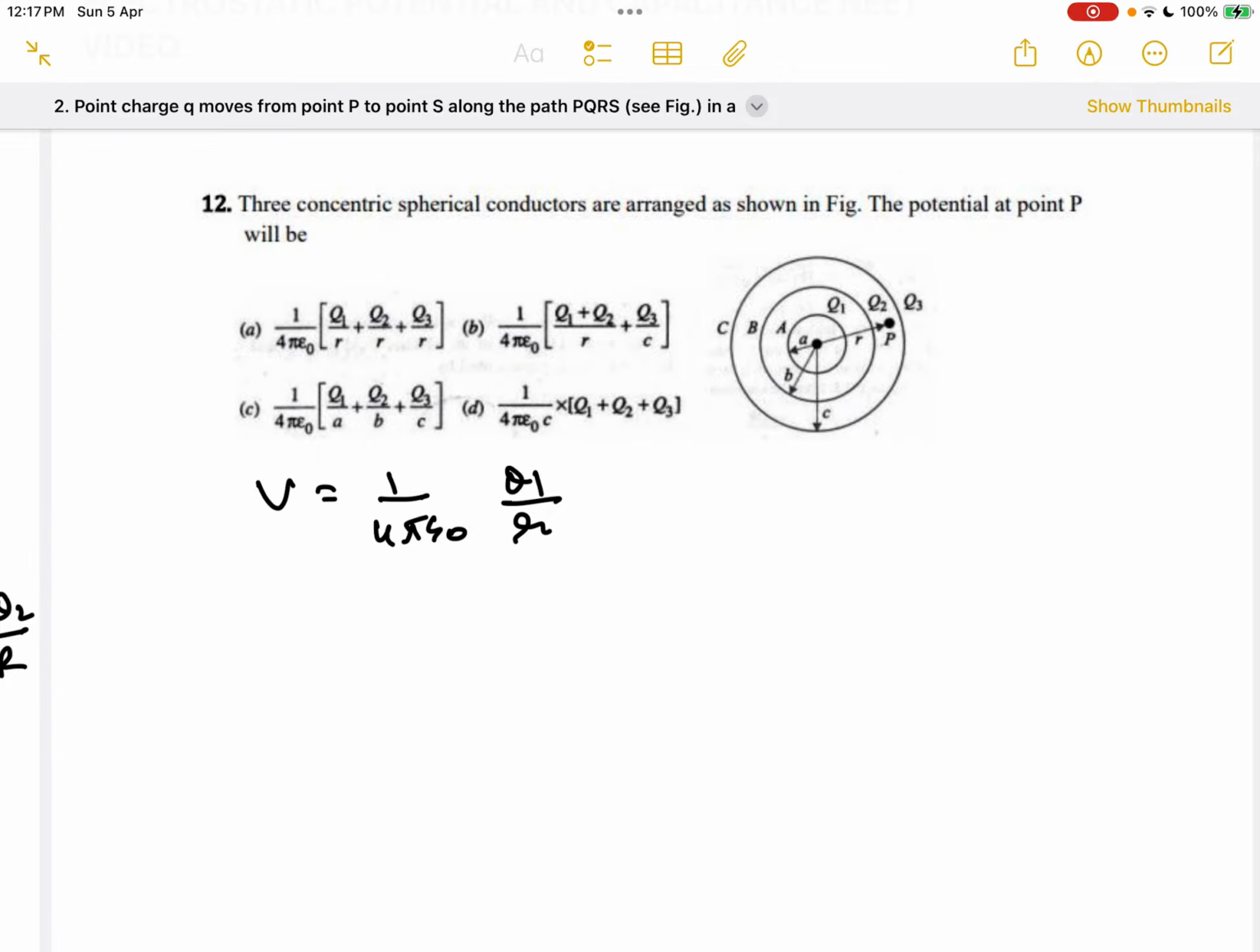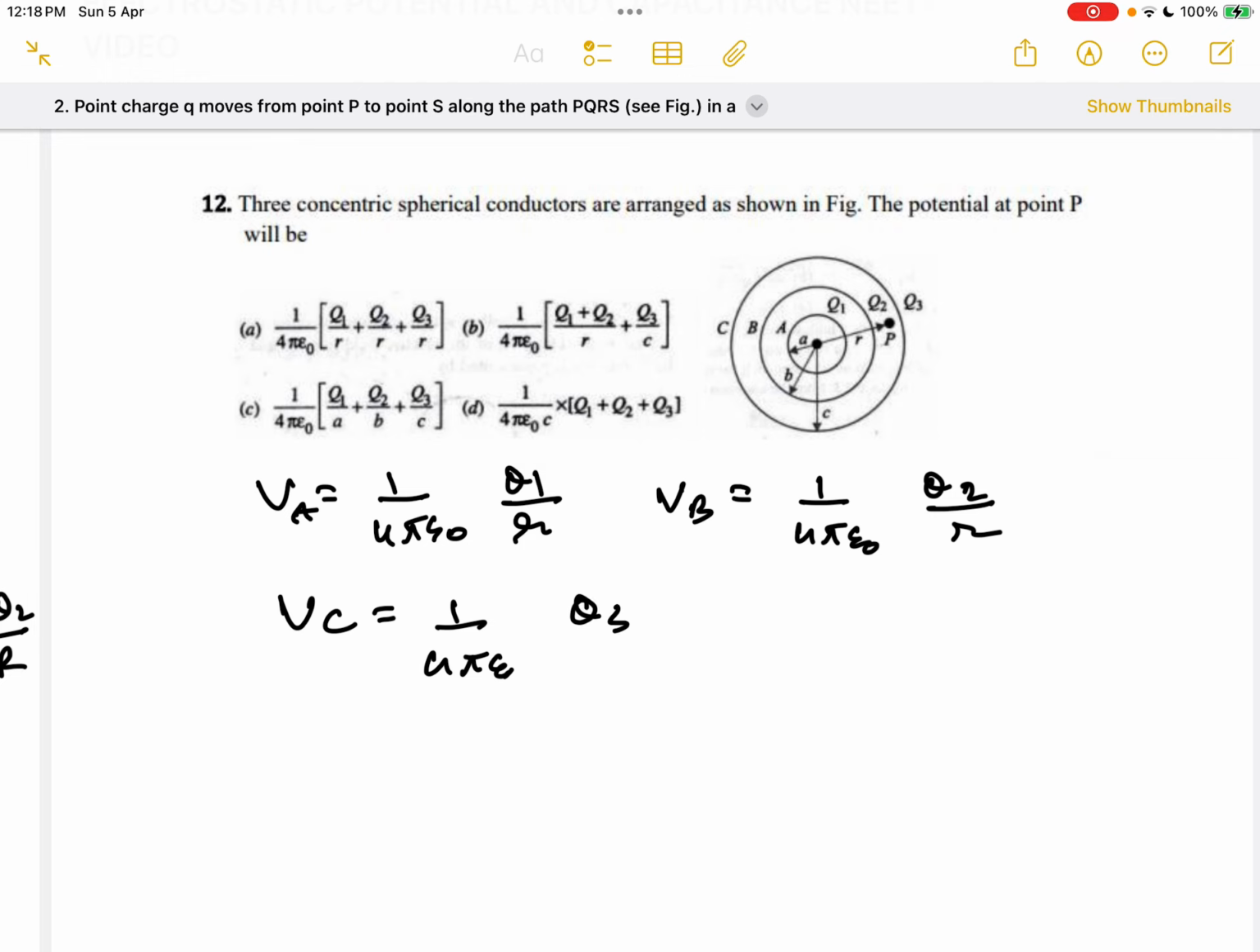So potential due to the B charge is going to be equal to 1 by 4 pi epsilon naught Q2 divided by R, because that's again outside it, right? And then VC would become equal to 1 by 4 pi epsilon naught Q3 divided by whatever is the radius of C, that's C, right?